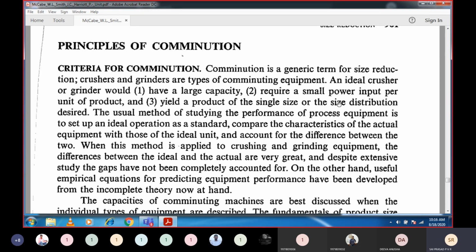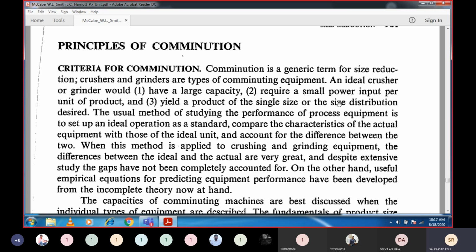So what are the expectations of an ideal crusher? How should an ideal crusher perform? First, its capacity should be very large. It should be able to handle more material. Very good, no problem, our productivity increases. Second, require a small power input per unit product output. For example, if you are dealing with 100 kgs, then the power consumption should be very less. Then only it is called a good, ideal crusher. The third one is what? Yield a product of single size or size distribution required.